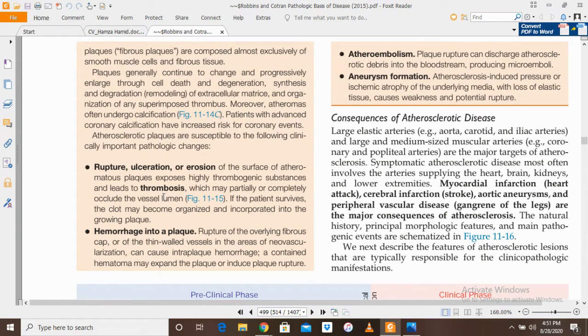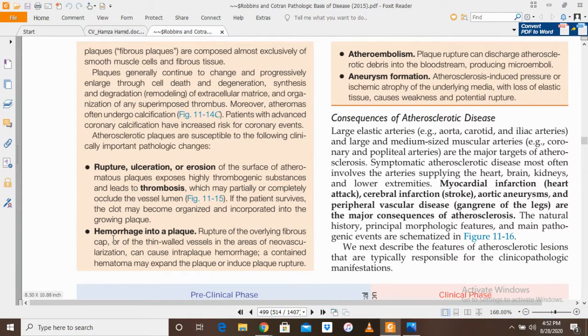Okay, when it occurs in the coronary arteries, it causes MI, and when this acute plaque change occurs in the vessels that supply the brain, it causes cerebral infarction. If the patient survives, the clot may become organized and incorporated into the growing plaque.